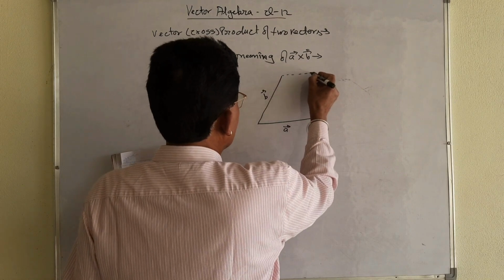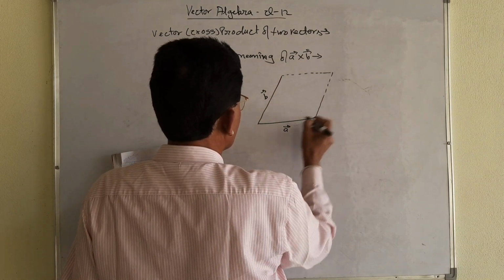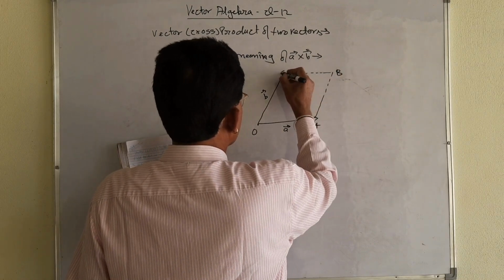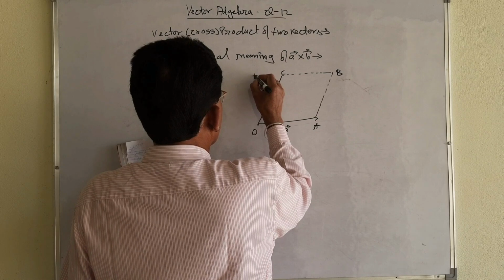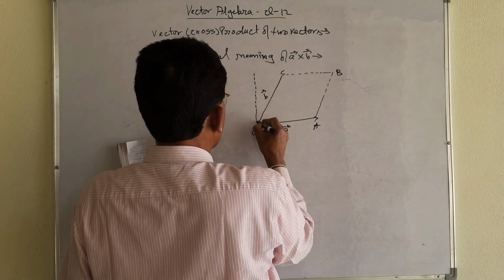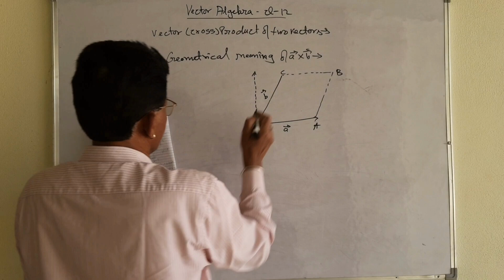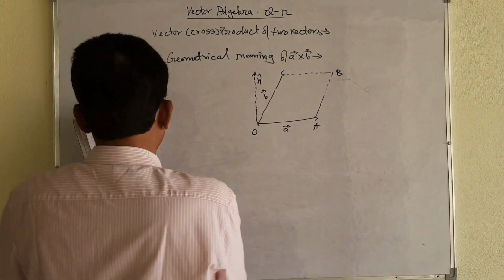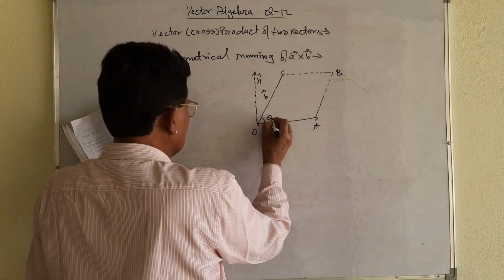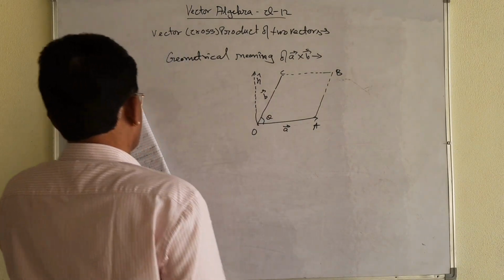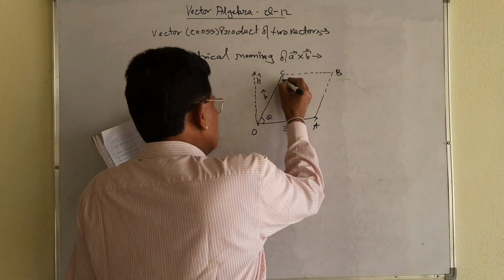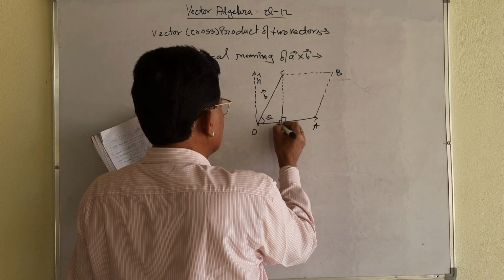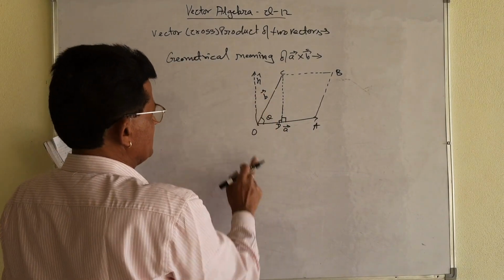Let me complete the parallelogram. Suppose I take O, A, B, C. Let me take the perpendicular. This is the n unit vector, which I have told you many times. This is the angle theta between these two vectors. Let me draw the perpendicular from here. This is point D, it will be 90 degrees. This is vector A and this is vector B.